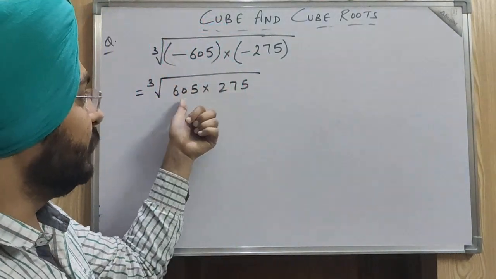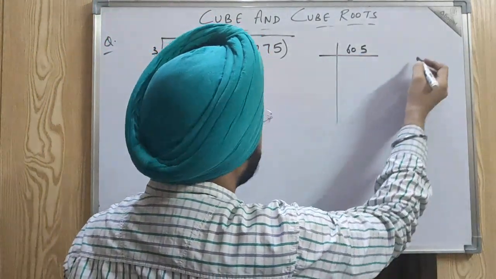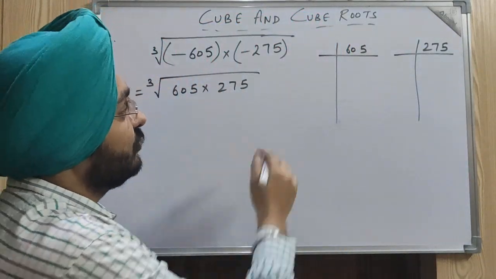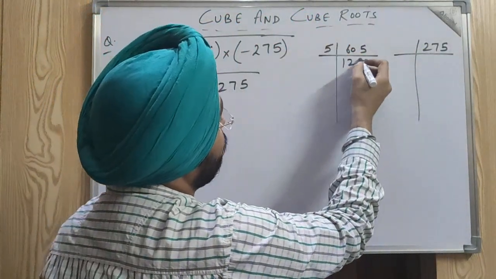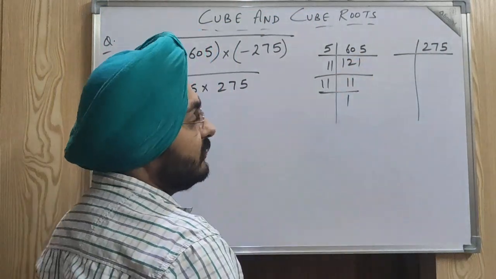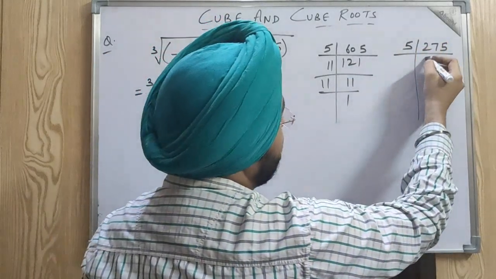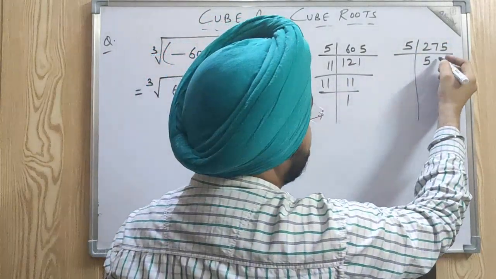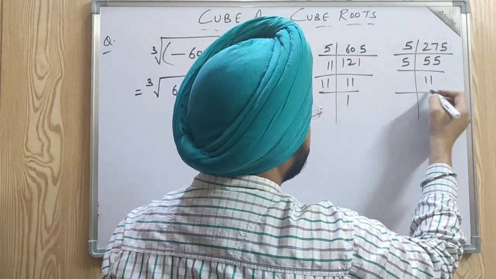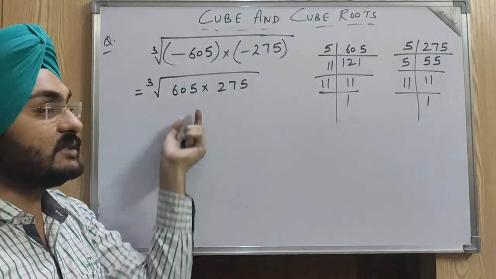Now start doing the prime factorization of both the numbers. First is 605 and 275. Start with 5: 121, which is the square of 11. So 11 and 11, 1. For 275, start with 5 only: 5, 5, 25, and then again 5. Then 11 and 11, 1 here. Just write the prime factors here.